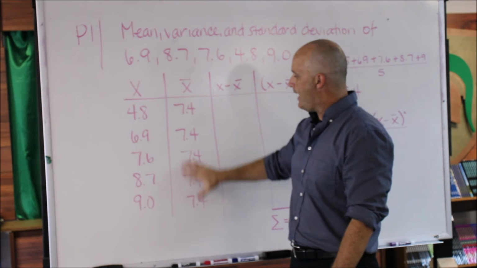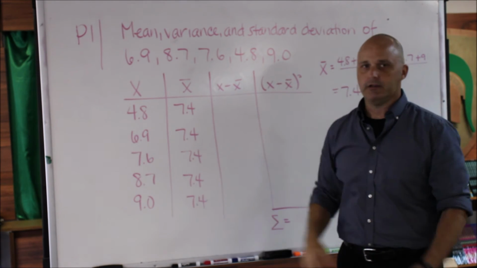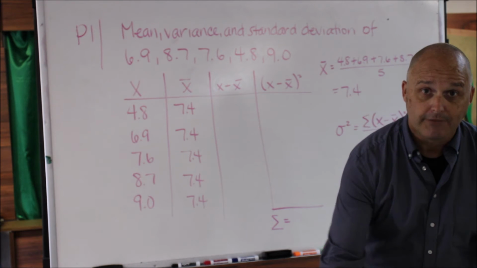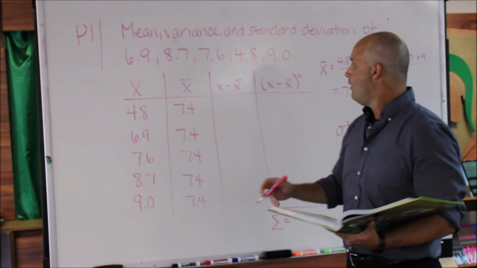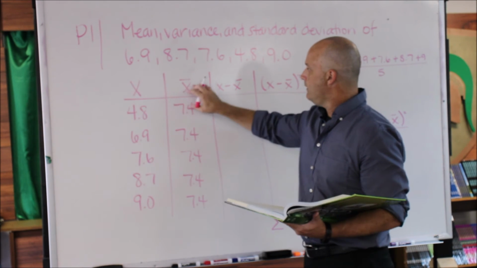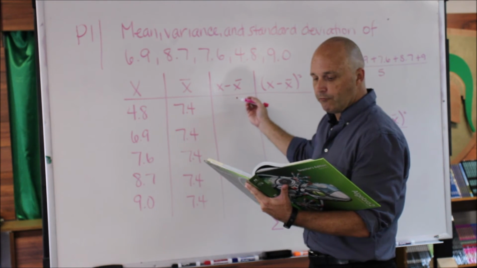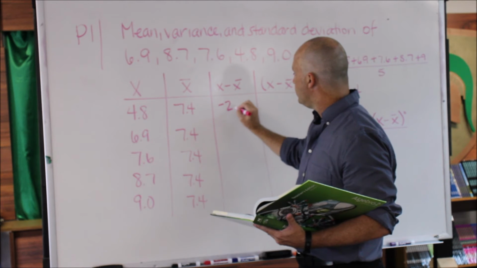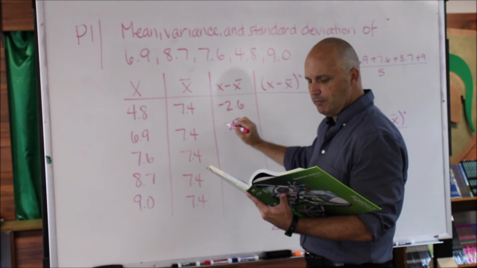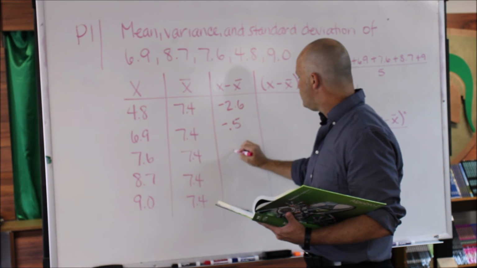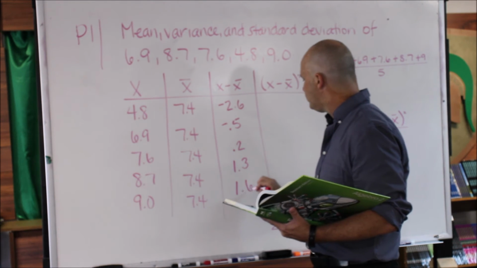So I've gone ahead and put that result in that column here, and it's going to be the same for every one because all 5 of those numbers added together, then divided by the number, is going to be 7.4. Now the next thing that we're going to do is figure out the difference between x and the mean of x. So for 4.8, we've got negative 2.6. Then we've got negative 0.5, then we've got 0.2, and then we've got 1.3, and then we have 1.6.